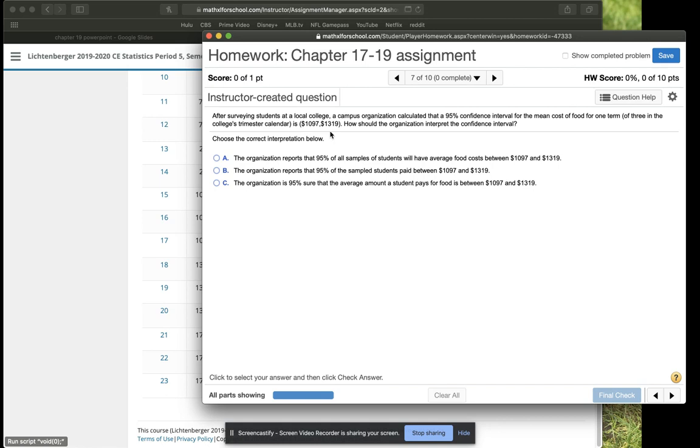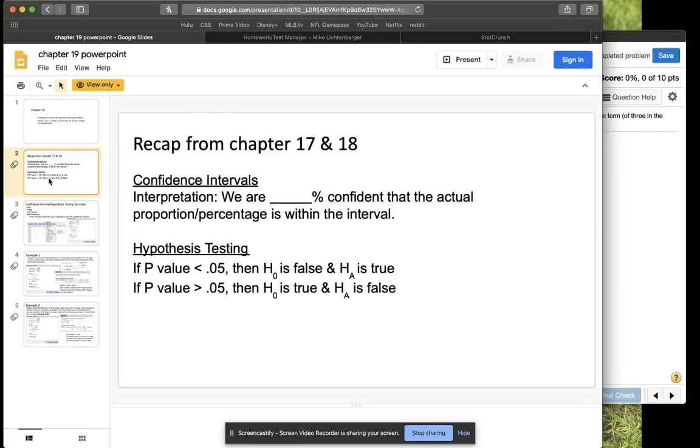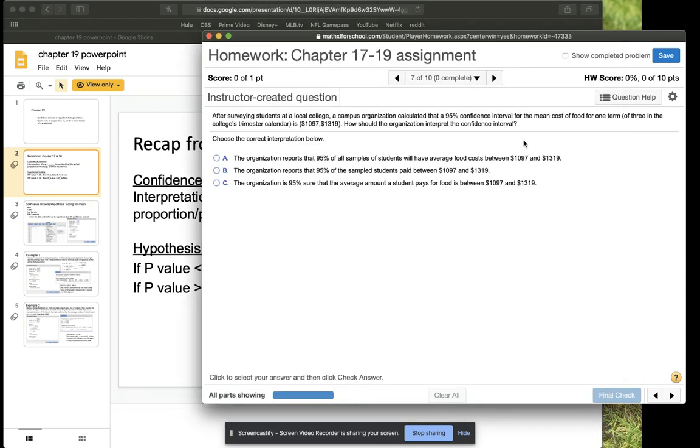How should the organization interpret the confidence interval? In this case, we are 95% confident that the actual mean, instead of the actual proportion, is within that interval. So in this context, that would mean we're 95% sure that the average cost of food is between this and this. So which one says that?